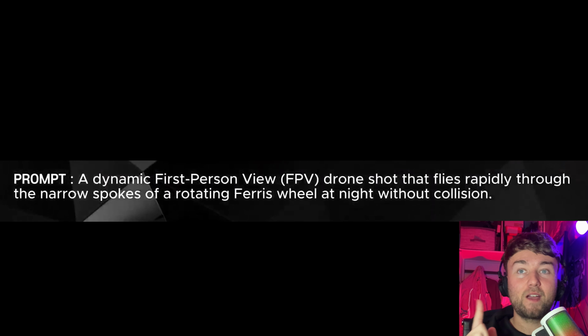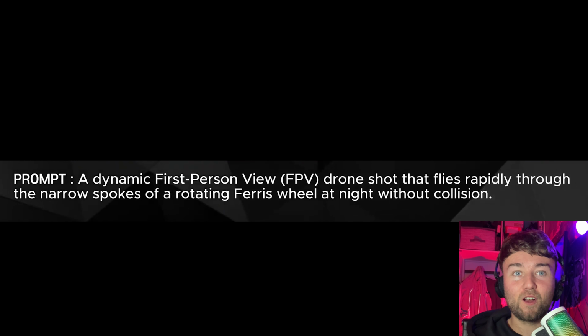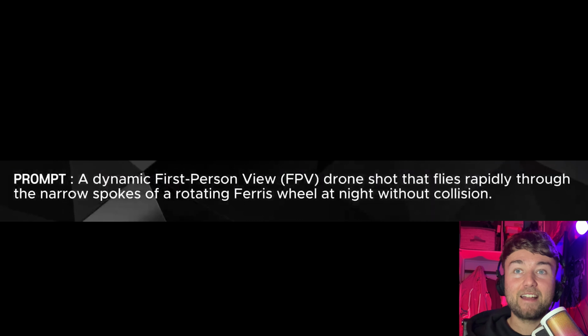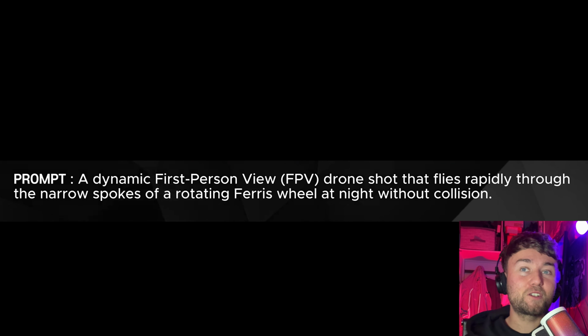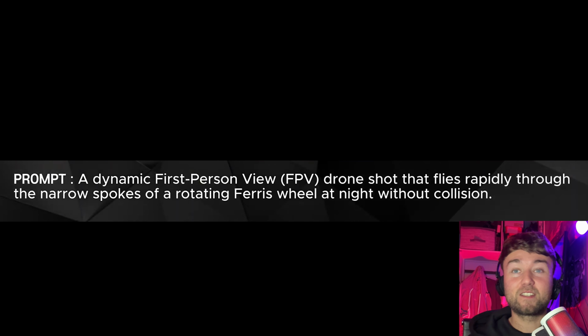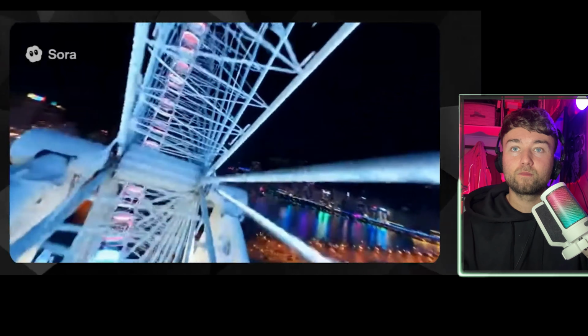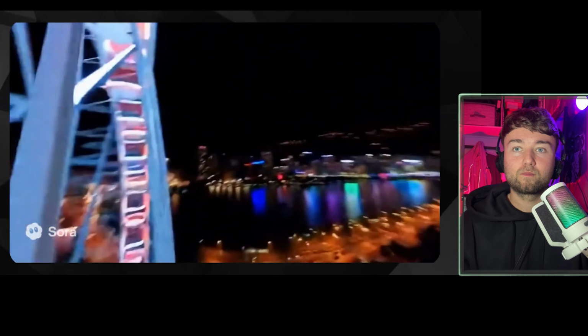Alright, next up, let's do a FPV drone. So a dynamic first-person view FPV drone shot that flies rapidly through the narrow spokes of a rotating Ferris wheel at night without collision. So this is really going to test a lot of stuff here. It's going to test the motion, it's going to test reactivity, it's going to test nighttime scenes. So let's see what we cook up. I think Sora 2 is first. Okay. Cool. VEO 3 next.